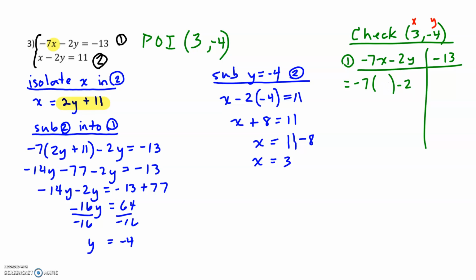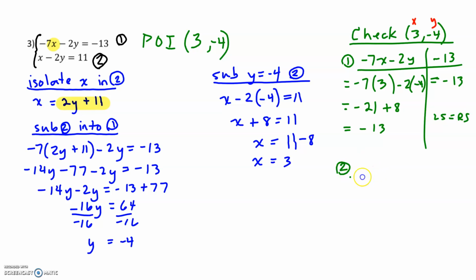-7 times x, so that would be 3 minus 2 times -4. So -7 times 3 is a -21, -2 times -4 is a +8, and -21 plus 8 gives me -13. And my right side is also -13, so left side equals right side. That is a good thing.